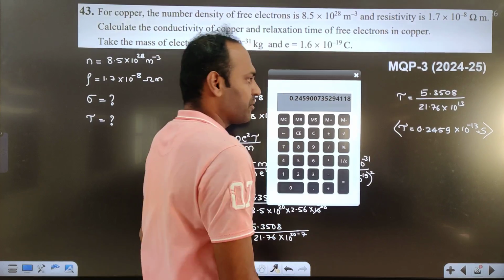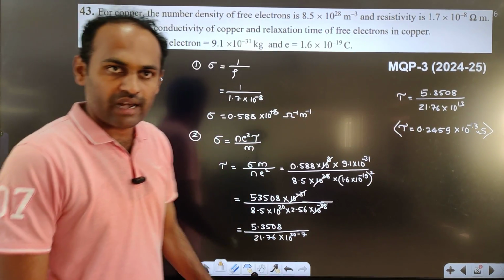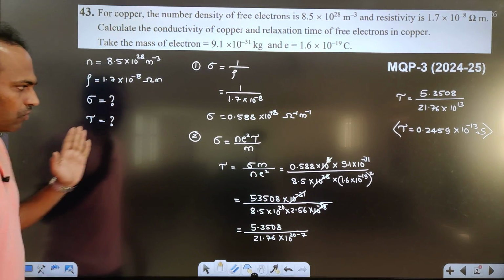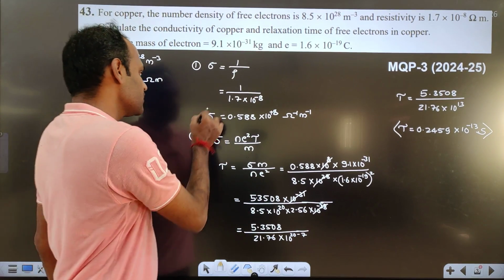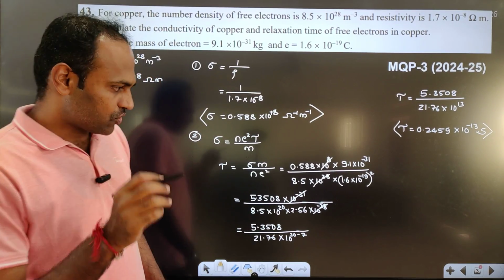So the relaxation time is 0.2459 into 10 to the power minus 13. That is all about relaxation time. Right? So we got how to calculate conductivity. First we calculated conductivity and then we calculated relaxation time. Let us go to the next question then.